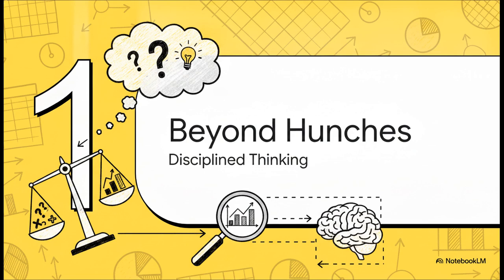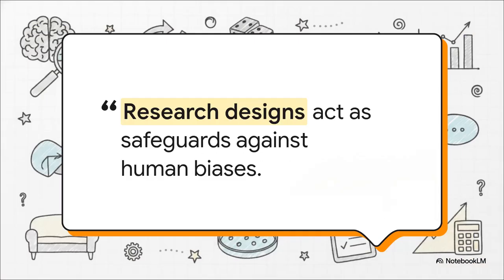This establishes exactly why we need disciplined thinking in clinical psychology. Before we can look at the how of research designs, we really need to nail down the why. So the crucial point is that human beings, yes, even highly trained psychologists, are inherently biased. It's just human nature, right? We naturally notice things that confirm what we already believe and ignore what doesn't. That is exactly why research designs act as absolute safeguards against those biases. They literally force disciplined thinking.